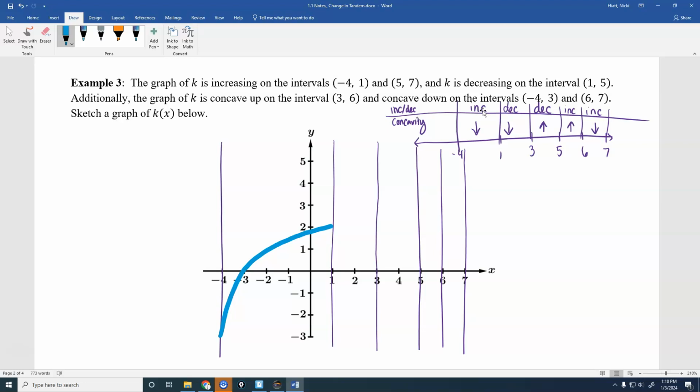Okay, then from 1 to 3, I'm still concave down, but I switch to decreasing, which means the graph needs to go back down, like that. Over here, from 3 to 5, I'm supposed to be decreasing, but concave up. So I need to be going down, but curved up. So it's going to look like this.